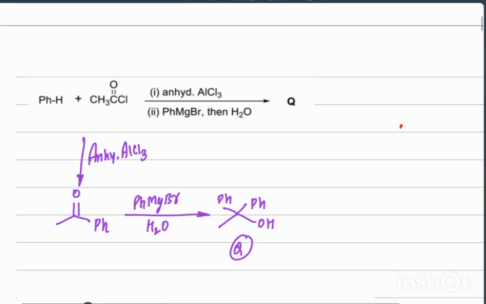Now the second reaction, PhH is reacting with the carbonyl chloride in the presence of anhydrous AlCl3. So what it will do, there will be the acylation of the benzene and we will get this type of product. After that, when PhMgBr is reacted in the presence of water, we will get this type of alcohol Q.